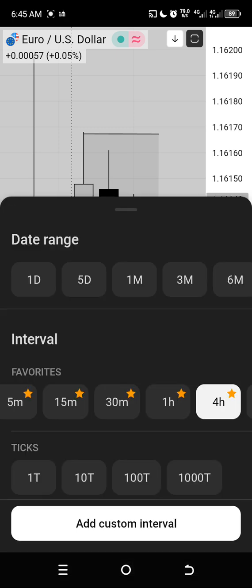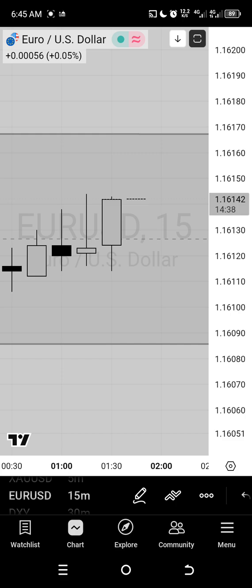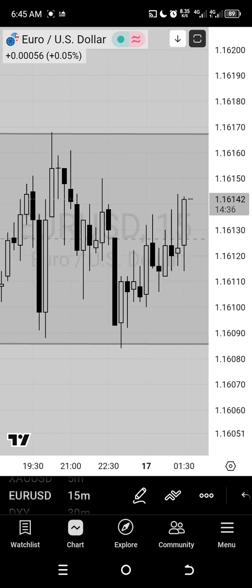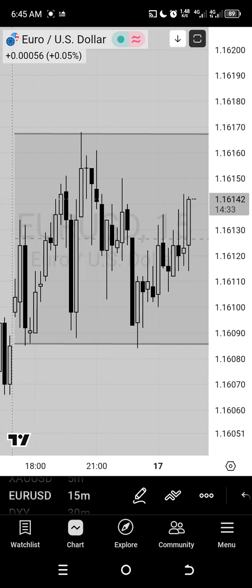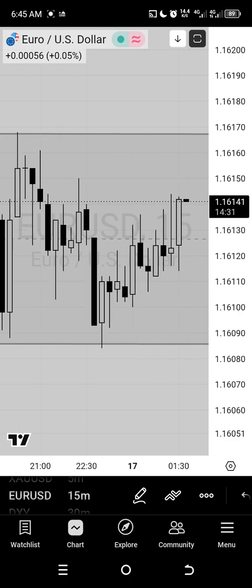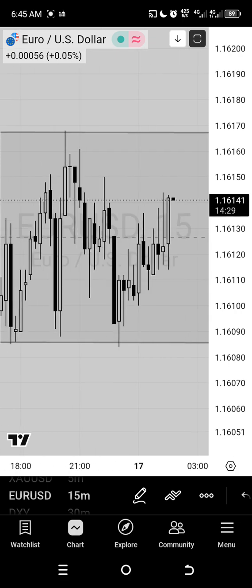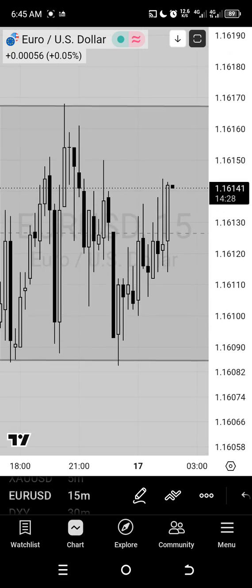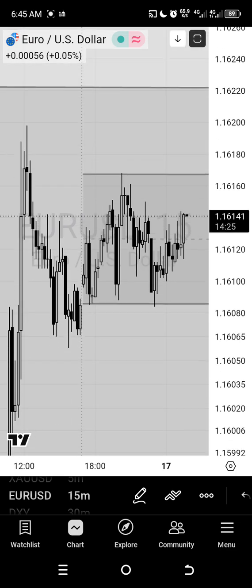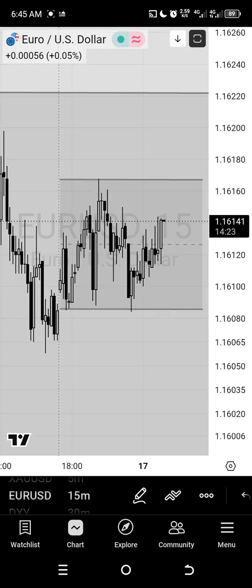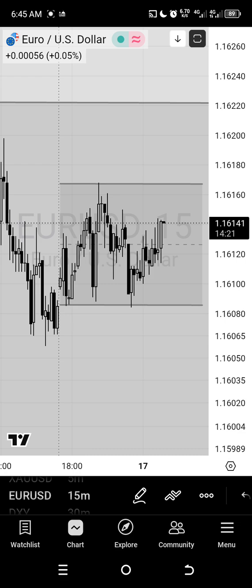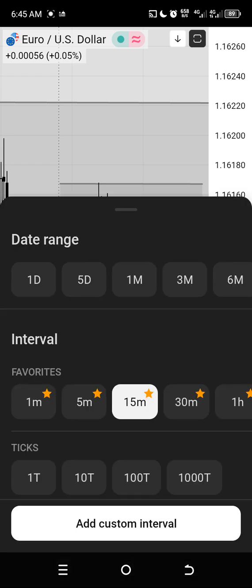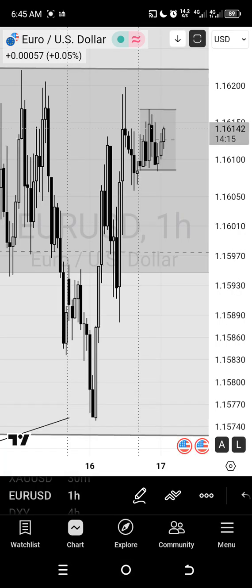So we're going to look for a model number one on the 15-minute time frame and trade from there. After that, we can consider trading anything that has to do with EU after we have spotted the model number one. Okay, I'll call this the end of the video.